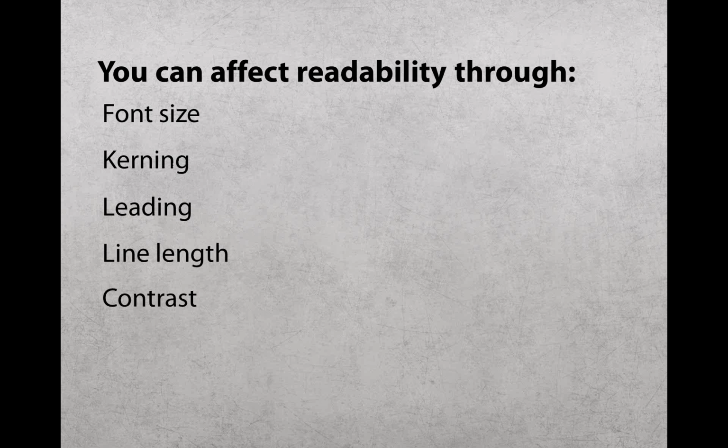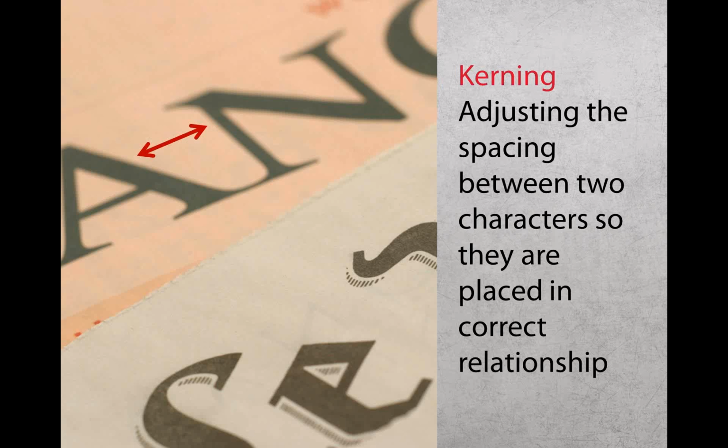You can affect readability through font size by making it larger, kerning, leading, line length, and contrast. I'm going to show you examples of each of these. Kerning is adjusting the spacing between two characters so they are placed in correct relationship. And in many of our tools, we don't have the option for adjusting the kerning, but if I'm making a title slide in a graphic program, I will really concentrate on the kerning.